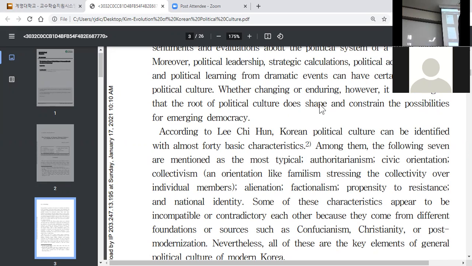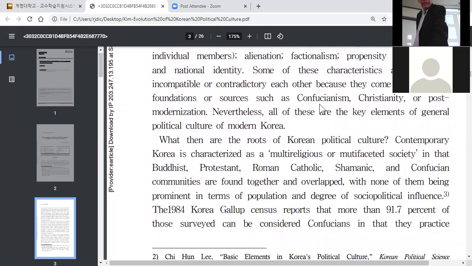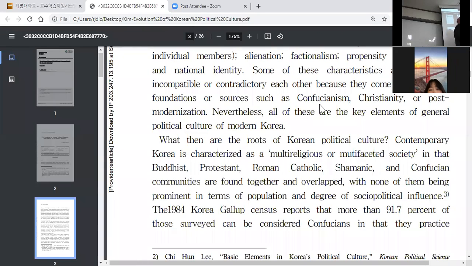Next paragraph down says, so what are the roots of Korean political culture? What are the roots? Well, in all three of these papers, we learn that Korea is multi-religious. We've got the Confucianist, which is not even exactly a religion. We've got Buddhist. We've got Catholics and Protestants who in Korea tend to conflict more. In other countries, much less. But in Korea, if you say you're Christian, it means you are not Catholic. Catholics are Christians, of course. But if you say you are Christian, it means you are not Catholic.